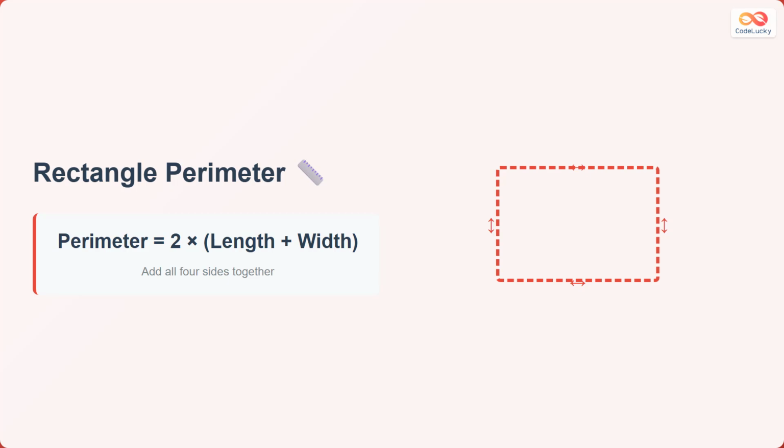Now let's talk about the perimeter of a rectangle. The perimeter is the total distance around the rectangle. The formula is perimeter equals 2 times (length plus width). Essentially, you're adding up the lengths of all 4 sides.